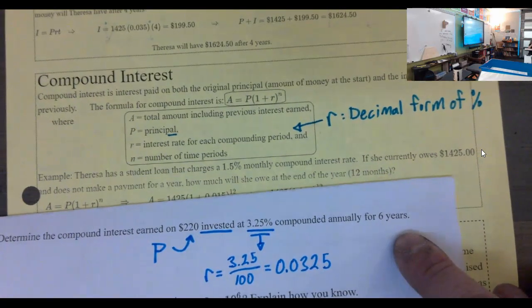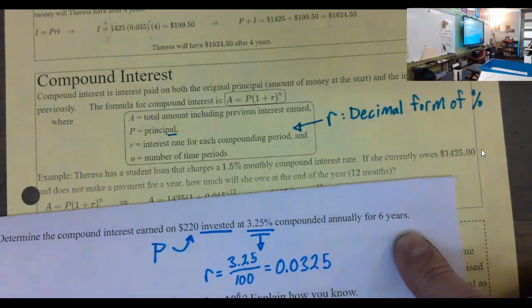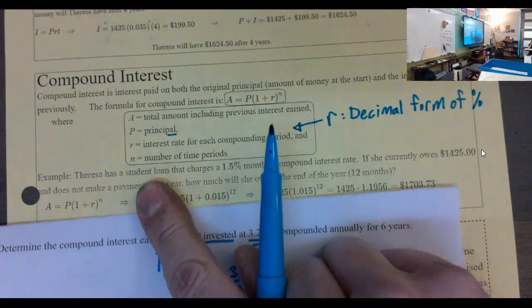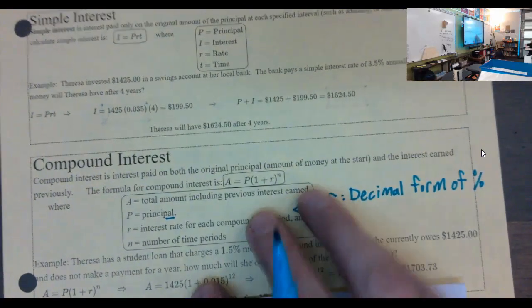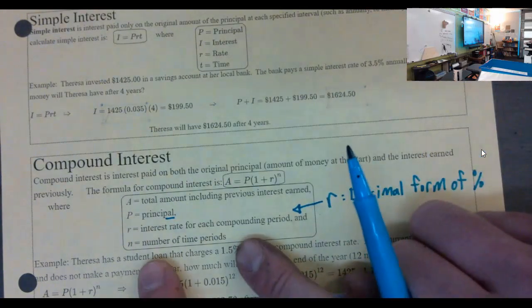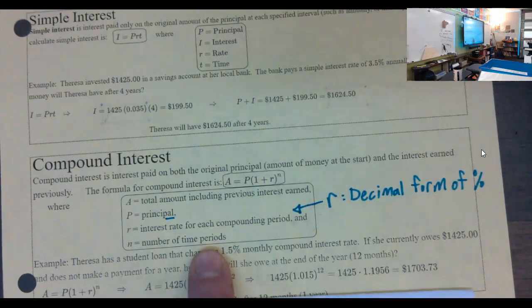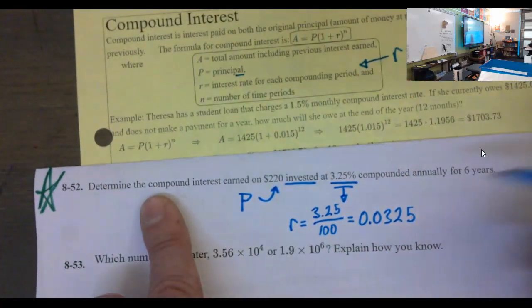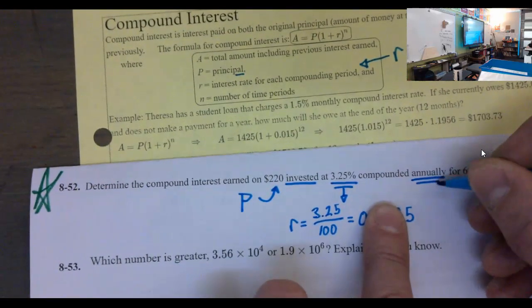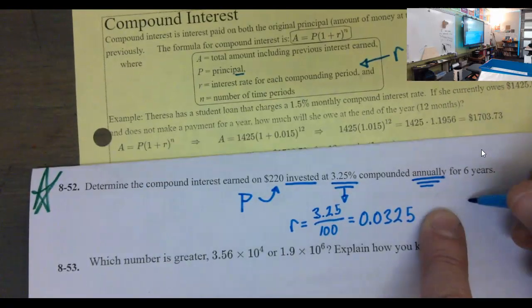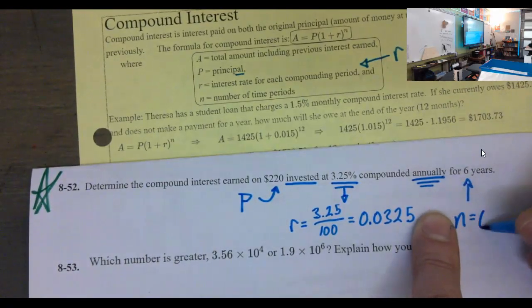And then 6 years. Sometimes we use N. Sometimes we use T for time, depending on how you look up the formula. So notice up here in simple interest, we do T for time. But down here, now we say N for number of periods. Because, guys, that could happen weekly. That could happen daily. It might not happen until yearly. And what does it mean if we're compounding annually? It's once a year, right? So how many times will it happen? Well, here, N will just be 6.